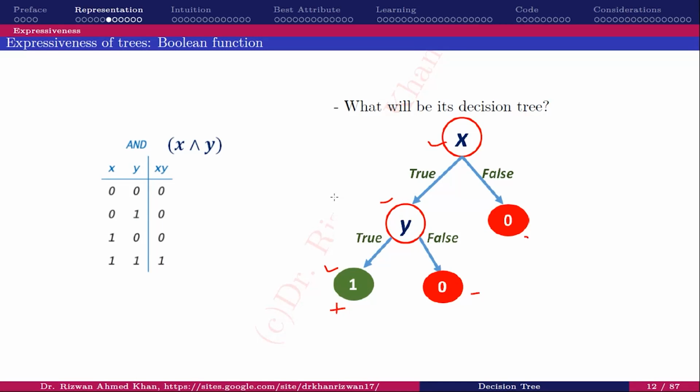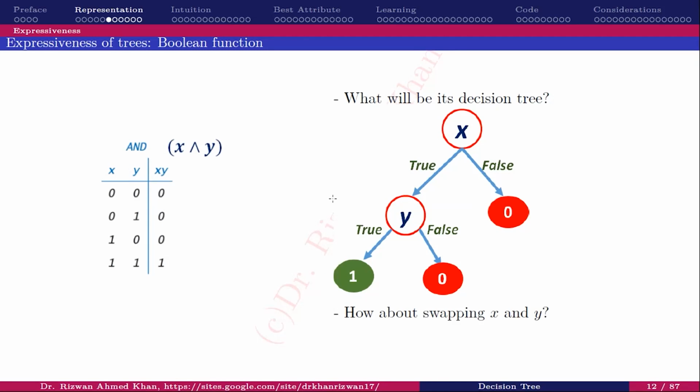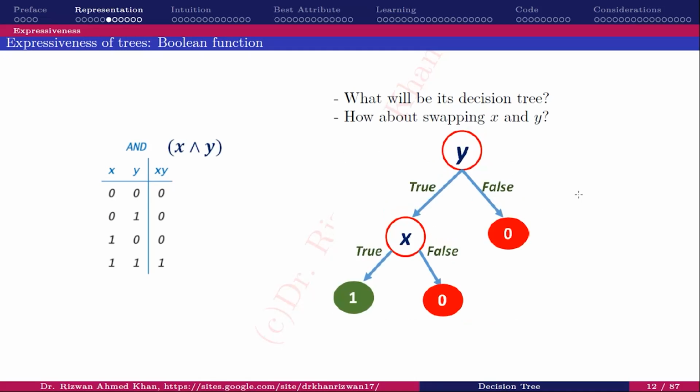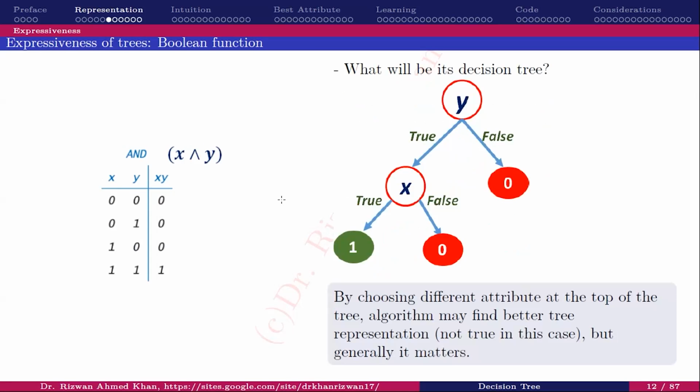Can we swap x and y? I guess yes, sir. Even by swapping, you will have this is true. This remains a legitimate decision tree for AND, right? Okay. So by choosing different attributes at the top of the tree, the algorithm may find a better representation, but this is not true in this case. But generally it matters.